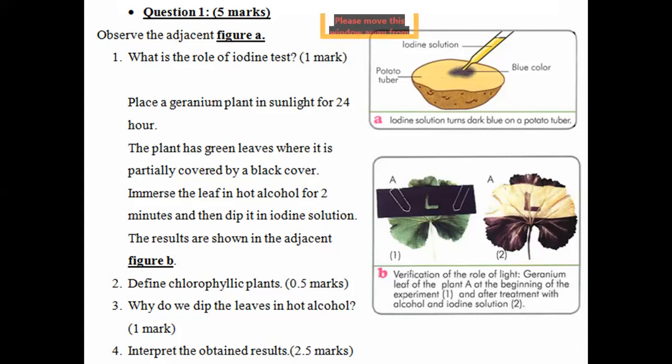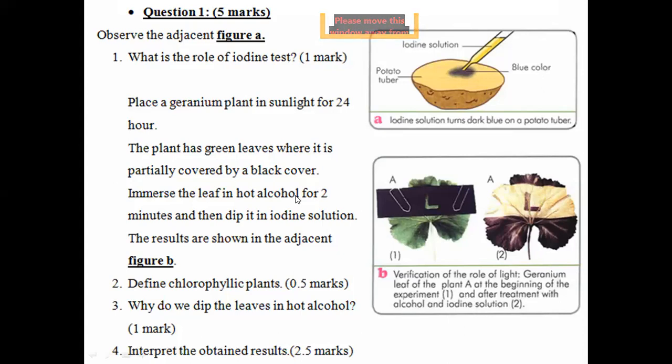Part 3. Why do we dip the leaves in hot alcohol? To remove the color of the leaves, to remove the green color of the leaves. This is the role of hot alcohol. Part 4. Interpret the obtained results.